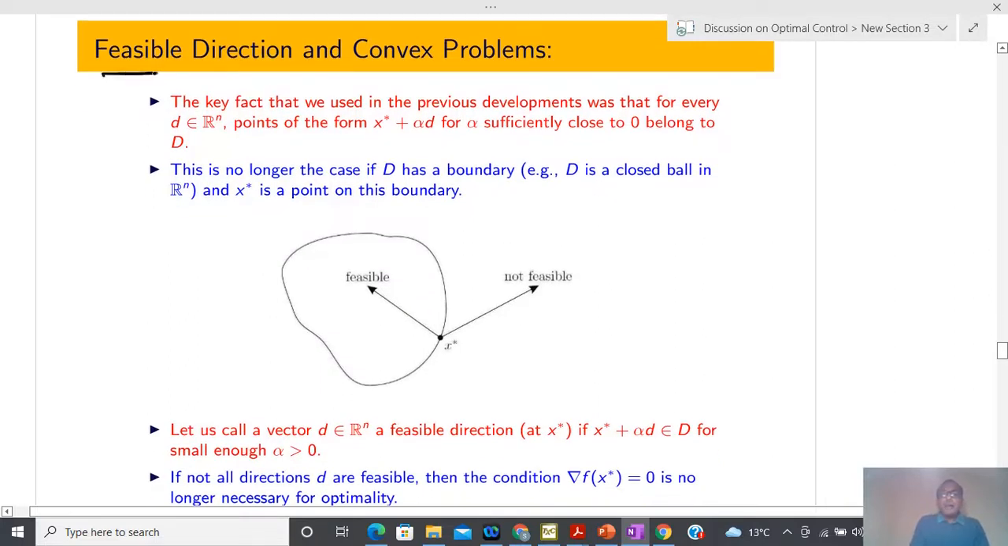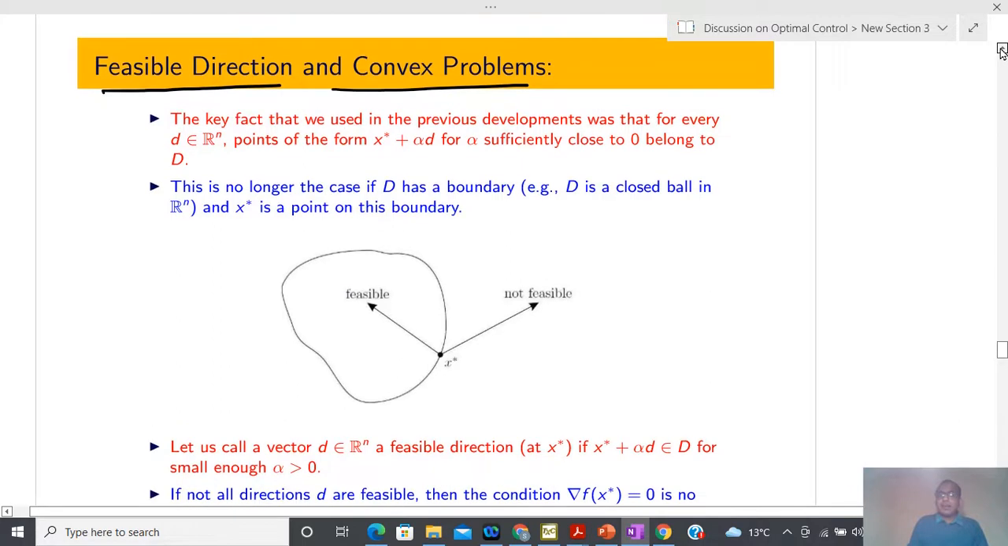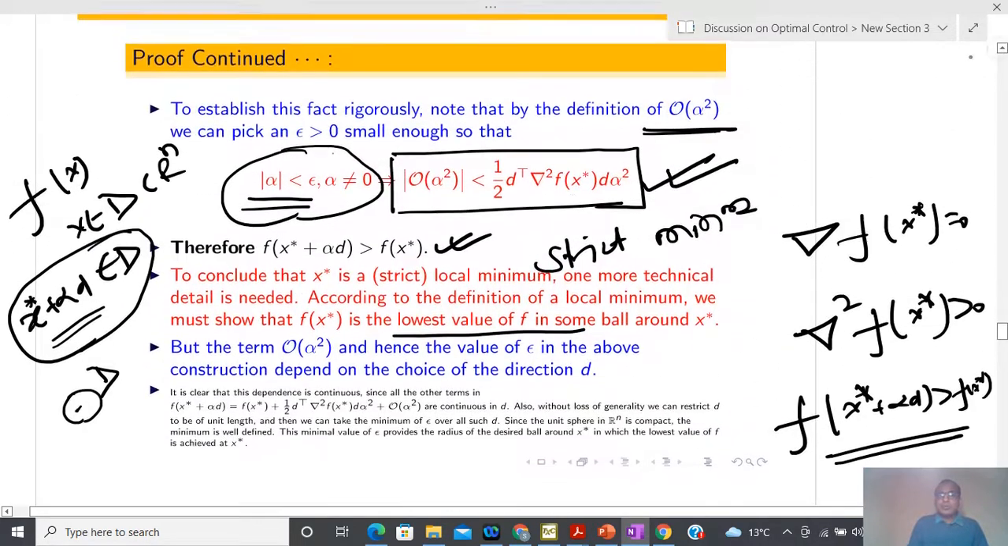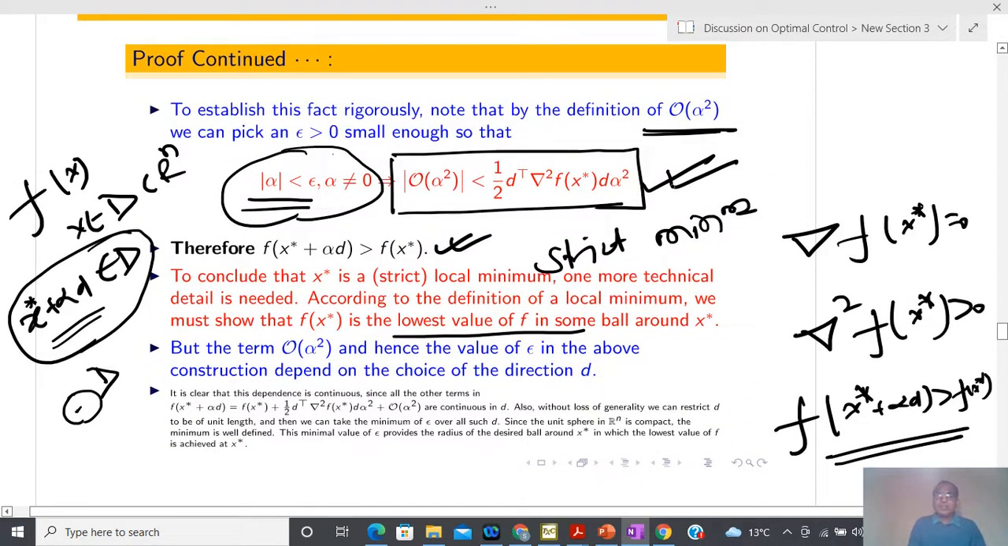Whenever I talk about a strict local minima, at that time I have to see the feasible direction. If you see the feasible direction, it is possible to show that if I have some kind of convex region, then it is possible to guarantee that this kind of condition will be satisfied. That kind of thing I am going to establish now.